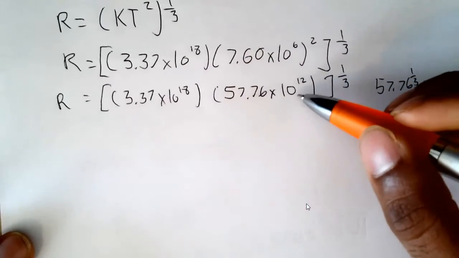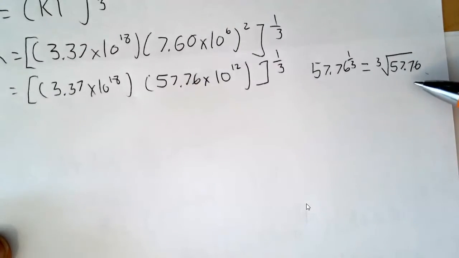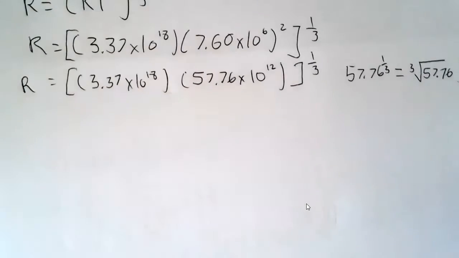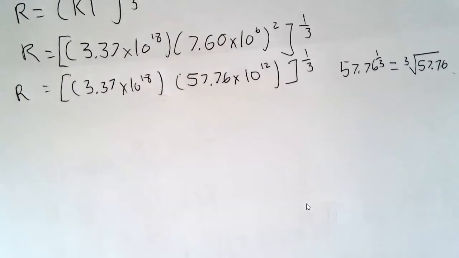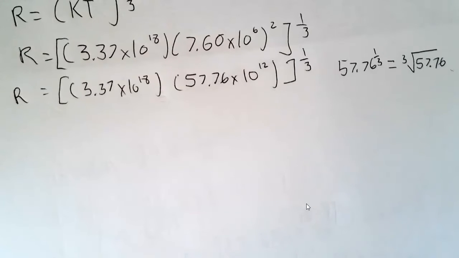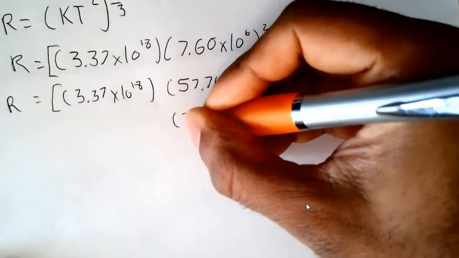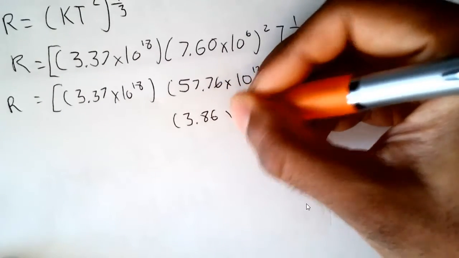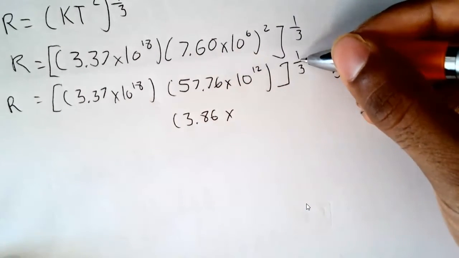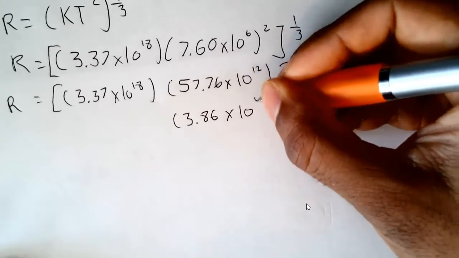You can use the exponent rule for the 10. So let's do the cube root on your calculator. Just type it out just like that. It should be a function. So the cube root of 57.76, pulling out my calculator, 57.76, and cube root is 3.86, let's just say 3.86. And here 12 times 1/3, so 12 over 3 simplifies to 4, so 10 to the 4.